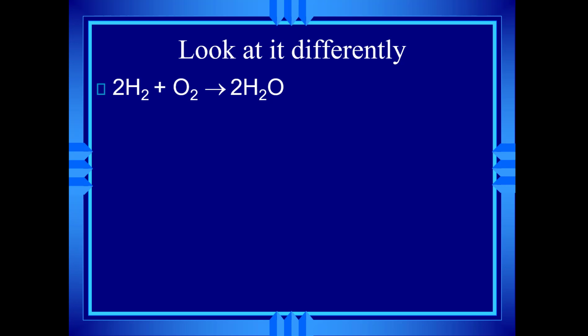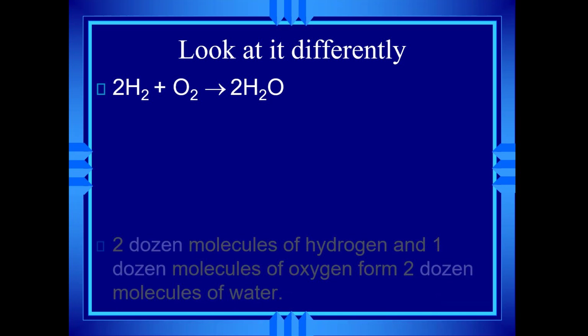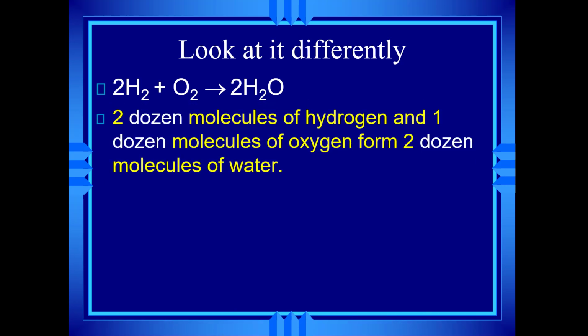And then we said 2 molecules of hydrogen and 1 molecule of oxygen makes 2 molecules of water. So, is this sentence true? Would 2 dozen molecules of hydrogen and 1 dozen molecules of oxygen form 2 dozen molecules of water? Dozen means 12. Like a dozen eggs. Okay?